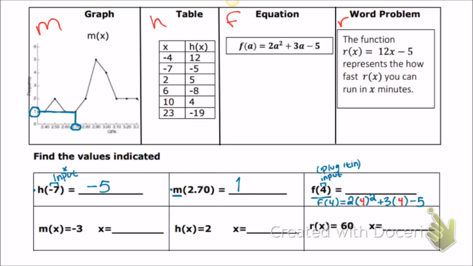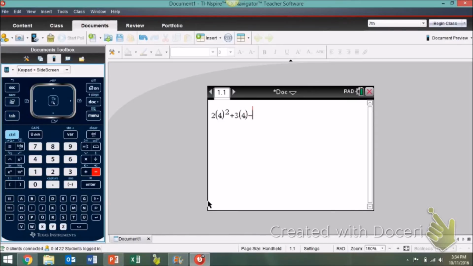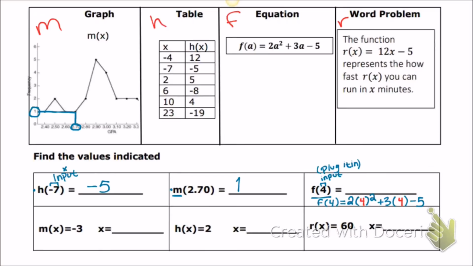And now we can use our calculator to type this in and actually find out what it is. Remember that you need to type it in exactly how it is. So 2 parentheses, 4. This is where you're going to find the squared, right here. Okay? So squared, plus 3 parentheses, 4, close it, -5. Okay, and we get 39. So 39 is my output.